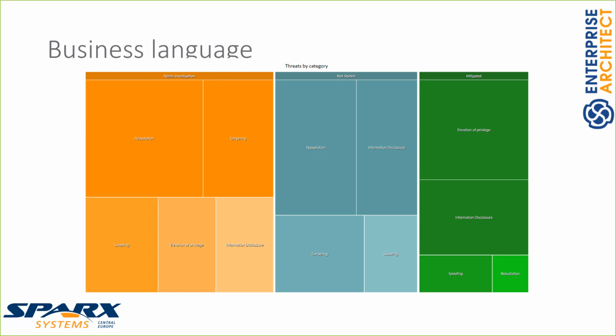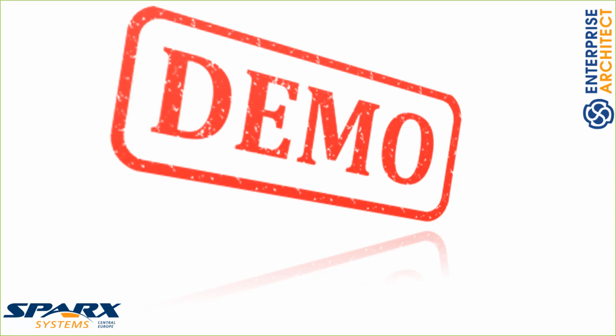We have 3 categories. In the first category, we just focus on the state of those threats, so needs investigation. The bigger or darker the area is, the more it signals that, okay, repudiation, there are a lot of threats identified as this category, so we have to focus on that and investigate those. Not started, again, repudiation is also the leader, and mitigated, elevation of privilege, so we are good at that. And now let's see the live demo.